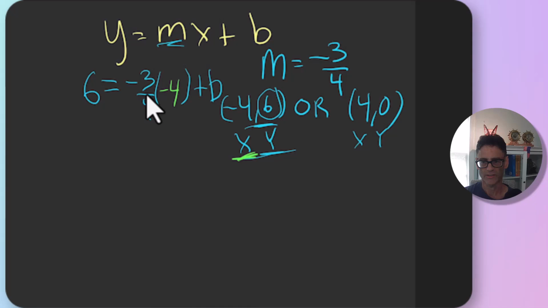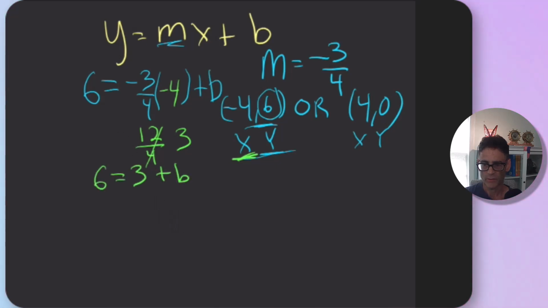So now I will multiply the negative 3/4 times that negative 4, and that comes out to be a positive 12 over 4, which simplifies to a 3. So I have 6 equals 3 plus b. I'm just going to find out what b has to come out to be. Subtract 3 from both sides, and b is 3.